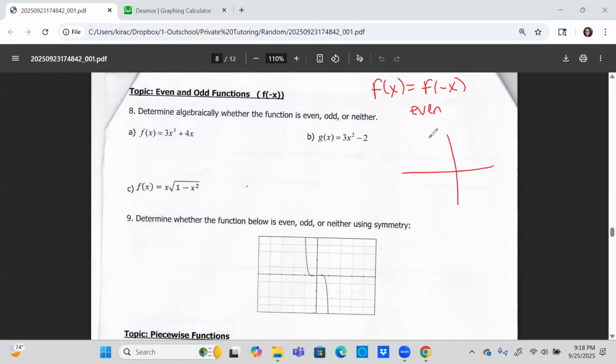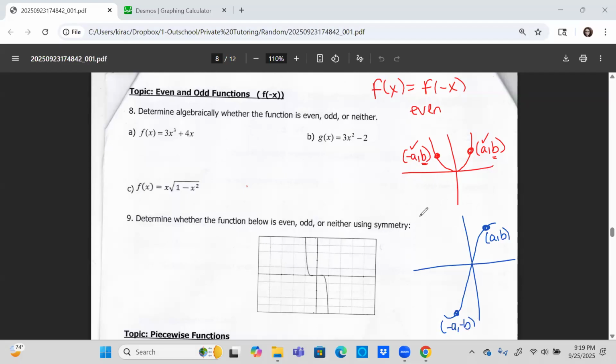So we'll go back to the even example. Right here, this is point (a, b). This is point (negative a, b). See how the x negated, but the y value stayed the same. That's an even. On an odd, so here's my odd example. This point here is (a, b), and this point here is (negative a, negative b). So when you input negative x, it gives you the negation of the function.